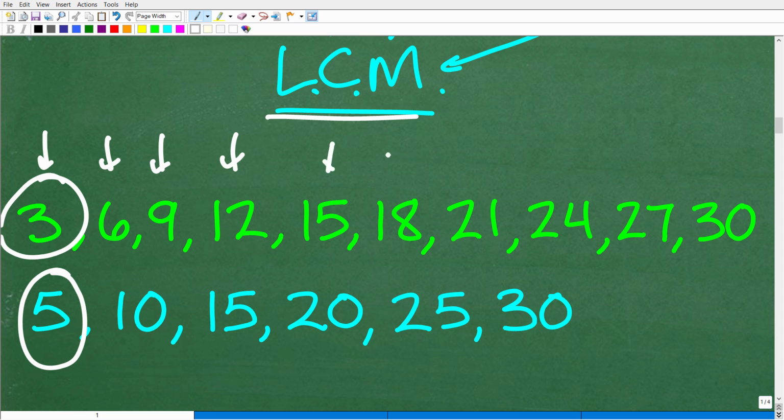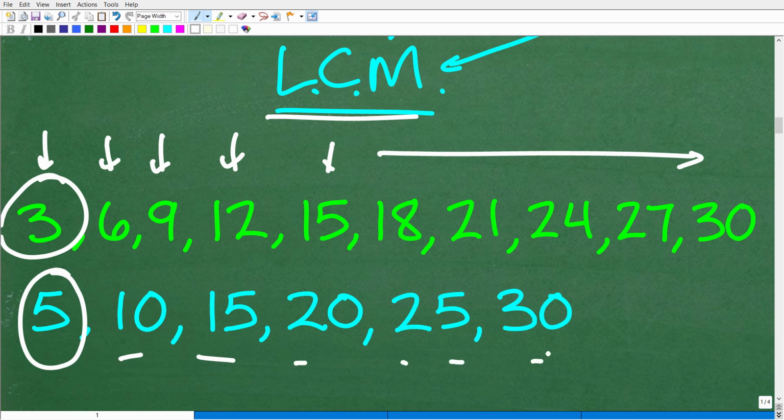Okay, now you could just continue this on for as long as you want. But if we're trying to find the lowest common multiple between 3 and 5, we need to list out multiples of each number. So let's talk about 5. So 5 times 1 is 5. 5 times 2 is 10. Okay, that's a multiple of 5. 5 times 3 is 15. That's a multiple of 5, and so forth.